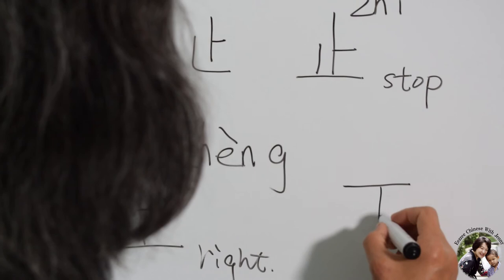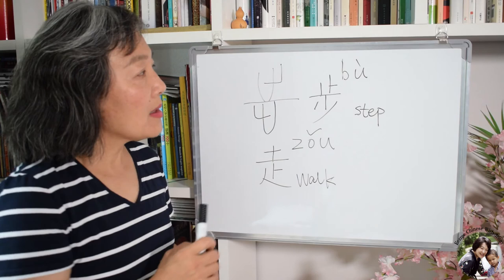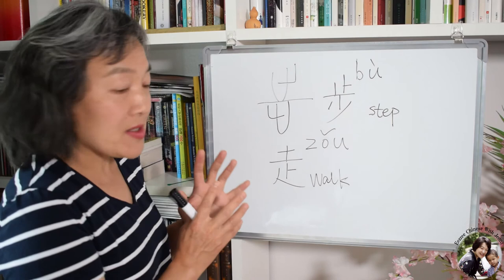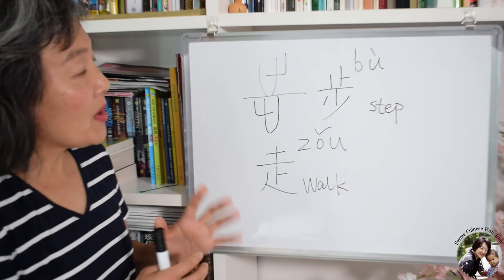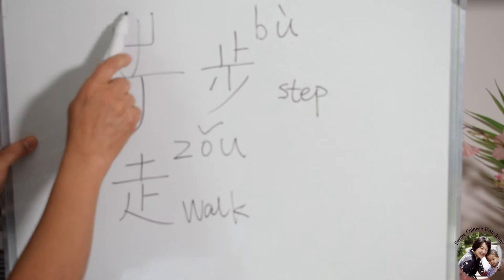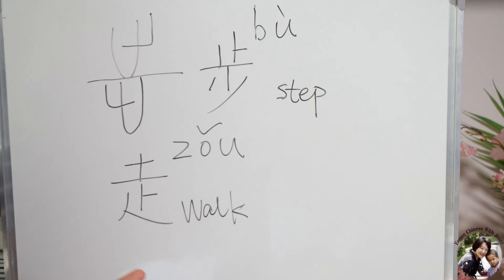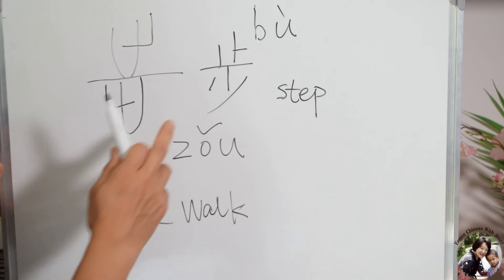These two characters are not characters that describe your position or are prepositions, but I think it is better to learn them with the words we have just learned, stop, or right place, right time, because they are very similar. Remember, we have learned this is your left foot and this is your right foot. You put your right foot and the left foot together, it forms a step. So this character means a step.